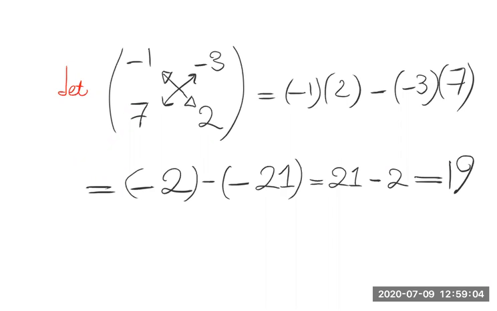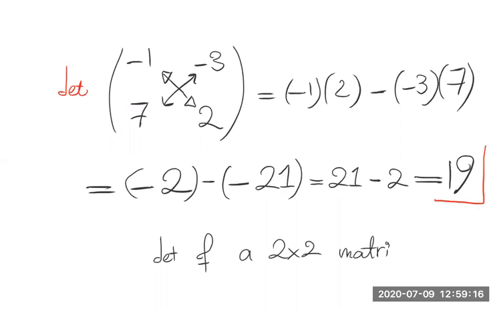So here determinant is 19. That's how we compute the determinant of a 2 by 2 matrix. That's how it works. Okay, is there any question here about how we compute determinant of a 2 by 2 matrix? Okay, if no, let's move one step further.